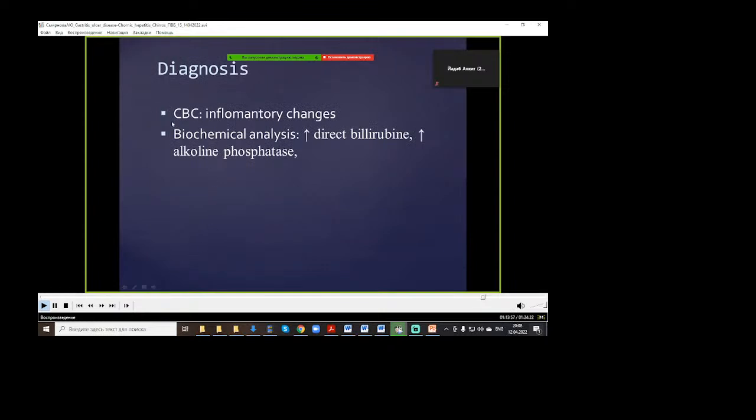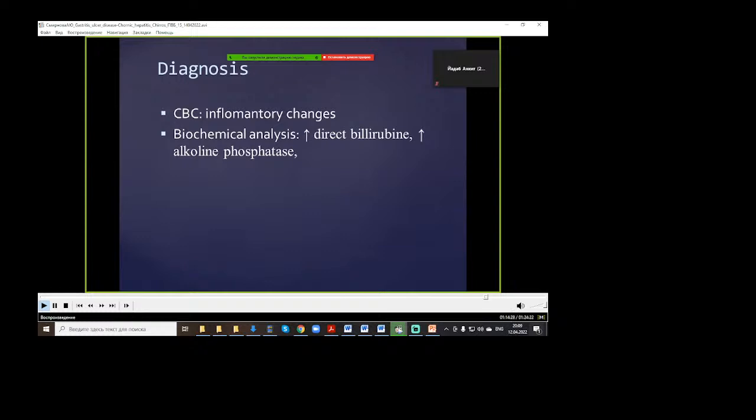Sometimes we need a complete blood count. In the complete blood count, we will detect inflammatory changes. Inflammatory changes are increased white blood cell count, increased neutrophils, left shift of neutrophils, and accelerated erythrocyte sedimentation rate.